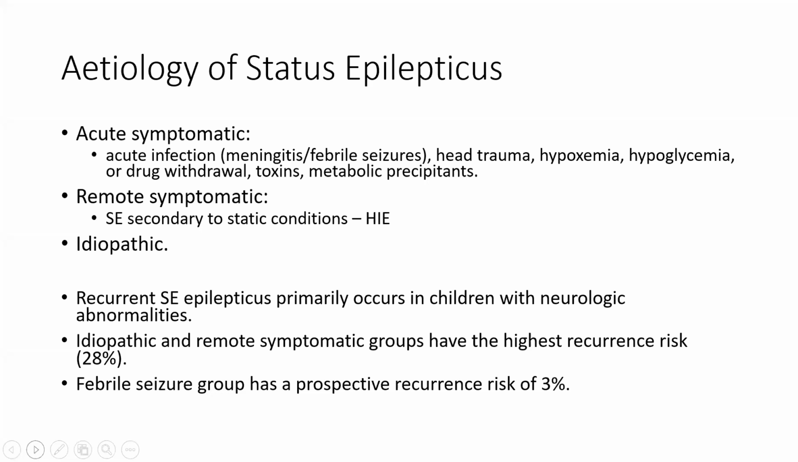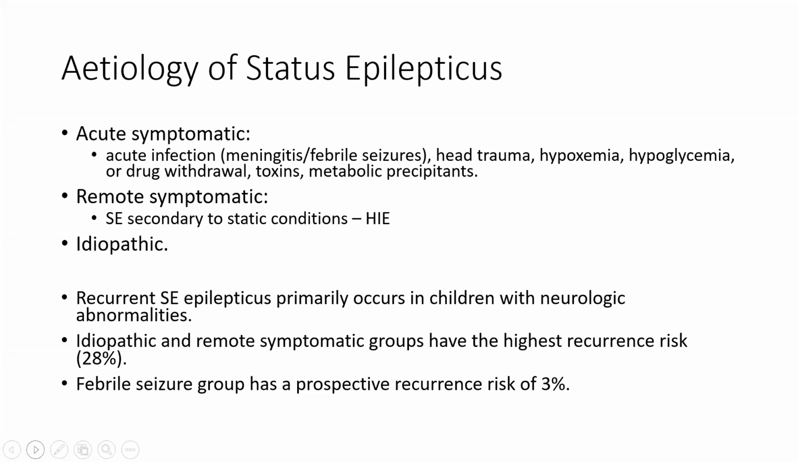The second classification would be remote symptomatic, and this includes the children who have static conditions or remote brain injury, for example, hypoxic ischemic encephalopathy from brain injury. Another classification is idiopathic. So you have investigated the child and you've not been able to find the cause of why the child went into status epilepticus.